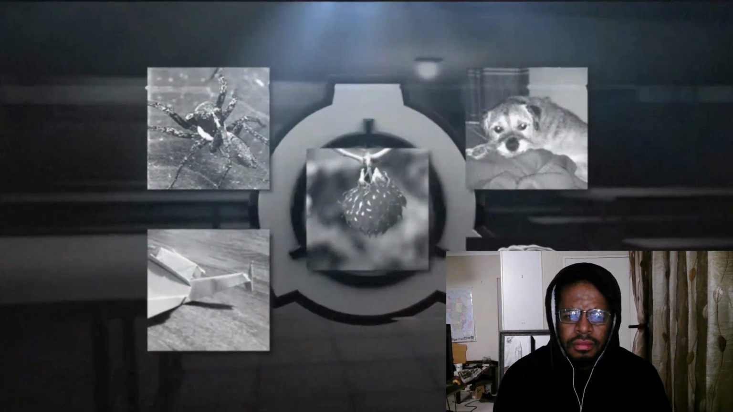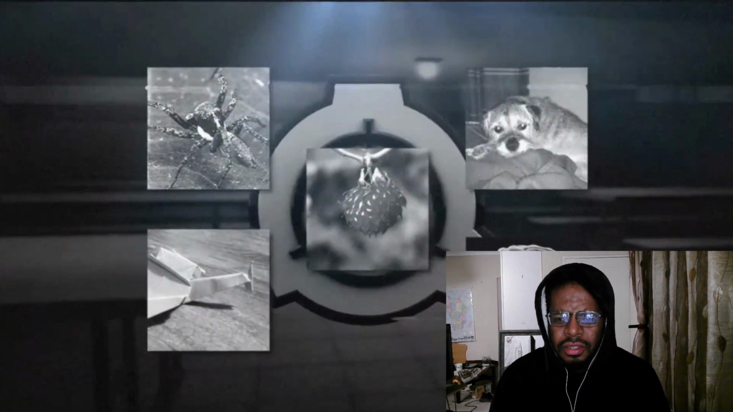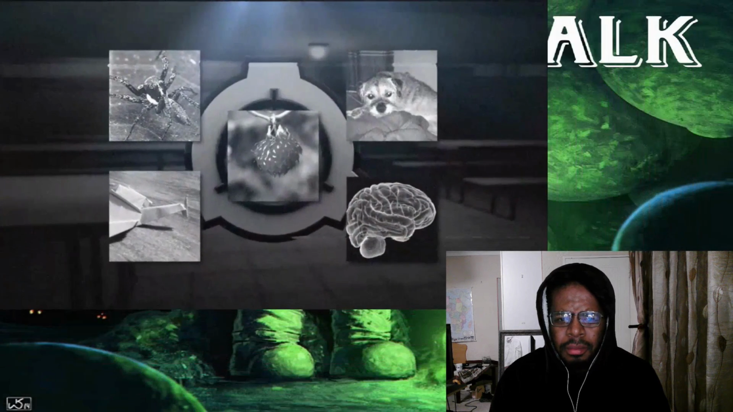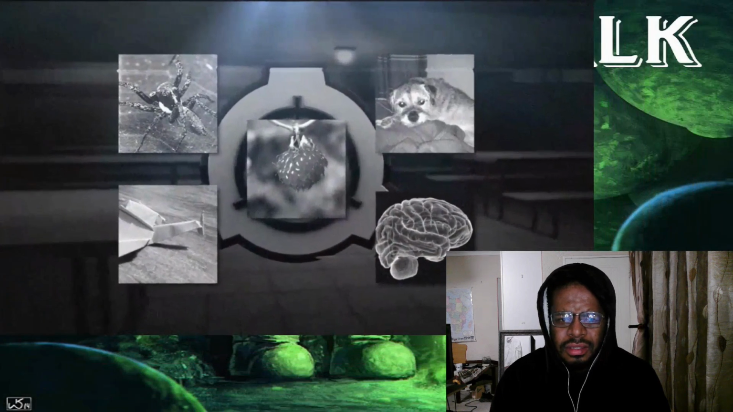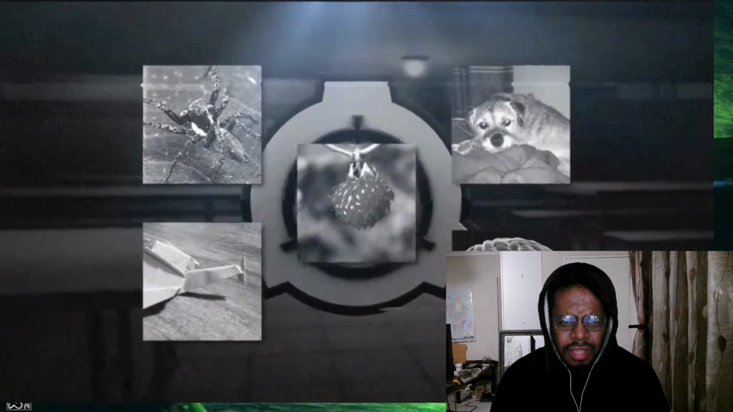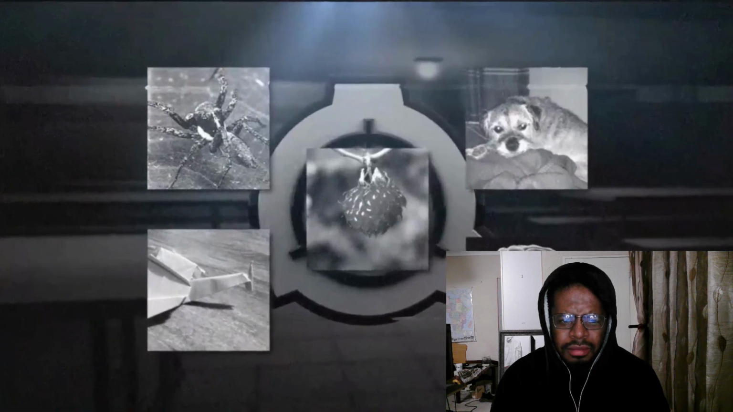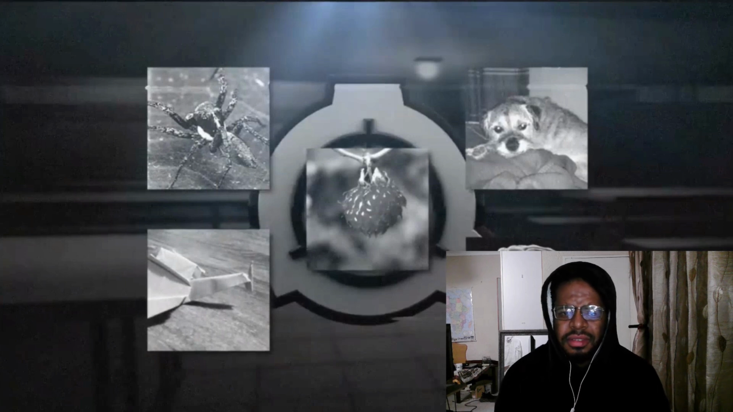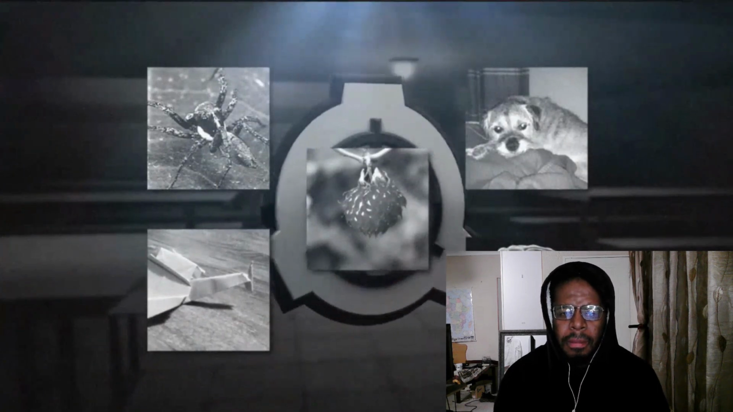SCP-1762, a spider, a dog, another brain. It looks like a paper, I don't know, paper origami kind of thing. And the picture in the middle, I'm not entirely sure what that is. Is that like a berry? Okay. And SCP-2420.